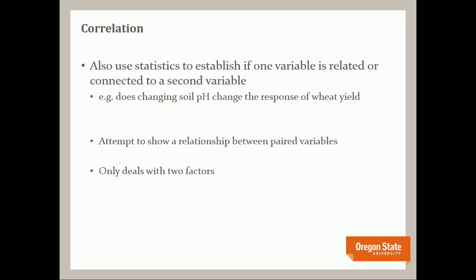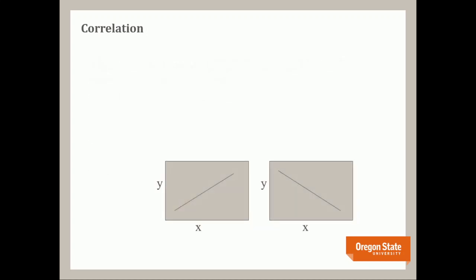Correlation also uses statistics to establish if one variable is related or connected to a second variable. What is the relation? Does changing soil pH change the response of wheat yield? Will glacier melting increase the runoff in the river? Will an increase in temperature increase the rainfall intensity? These are studies that describe a two-variable relationship. Correlation attempts to show the relationship between paired variables and only deals with two factors. Here, correlation is presented.